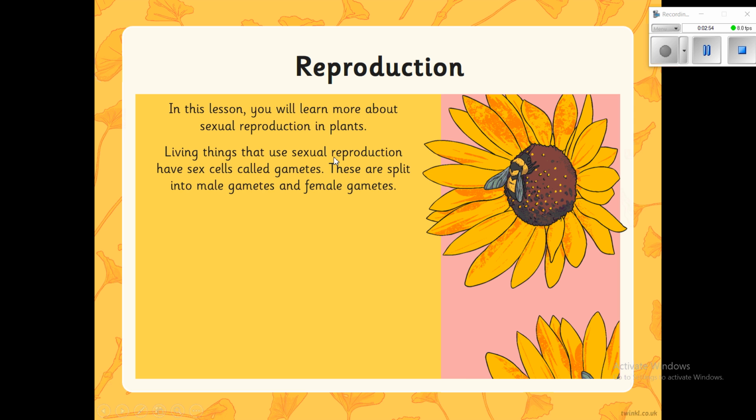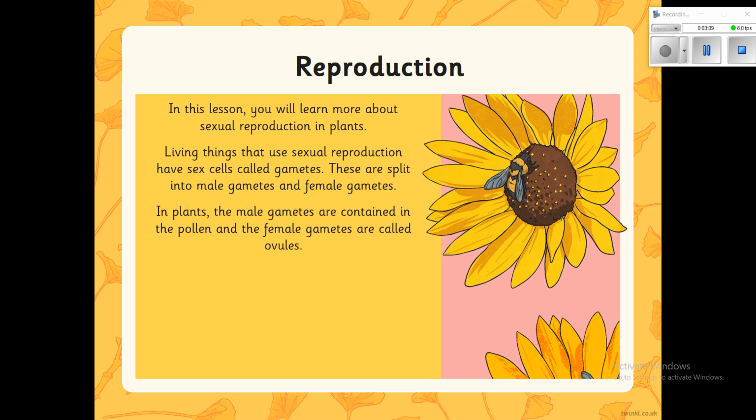Living things that use sexual reproduction have sex cells called gametes. These are split into male gametes and female gametes. So all living things basically have female sex cells and male sex cells, or female gametes and male gametes. In plants, the male gametes, or the sex cells, are contained in the pollen. So a plant's pollen is the male sex cell, and the female gametes are called the ovules.